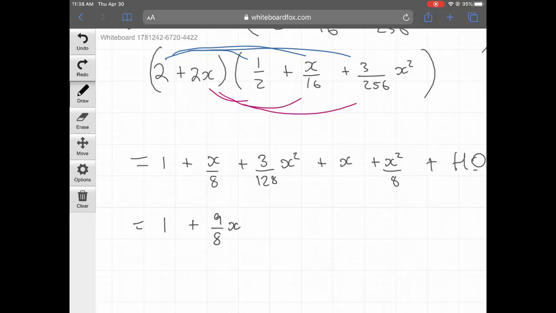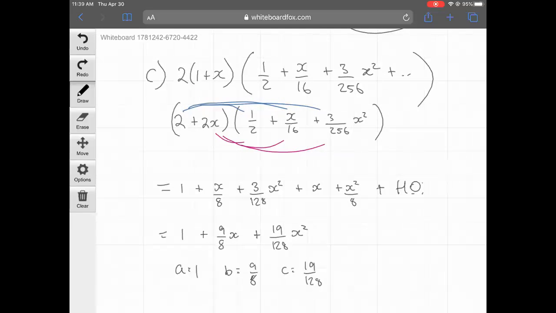At least I got the 1 right. I put 1 in front. So this is 19 out of 128 x squared. So then A is 1, B is 9 out of 8, and C is 19 out of 128. Okay.